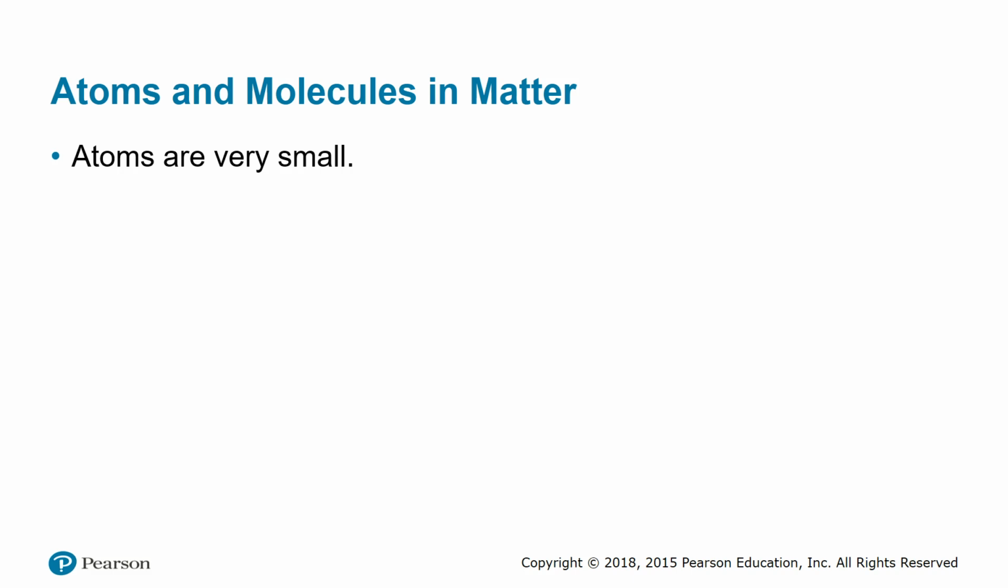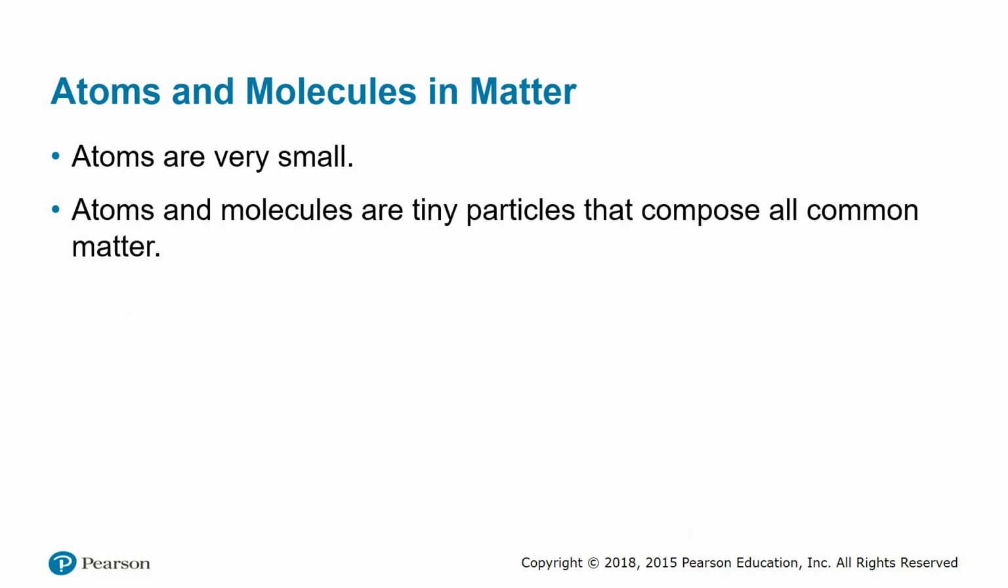I think the best image that we can get with the best electron microscopes or scanning electron microscopes is about 10,000 atoms at one point. And those are going to be very large atoms that we're looking at. So just remember, they're not going to be super visible. Atoms and molecules are tiny particles that compose all matter. So in order to be considered matter, it has to contain atoms.